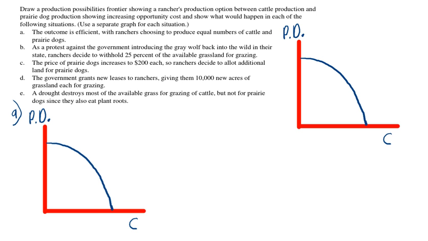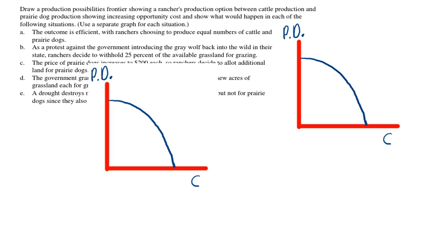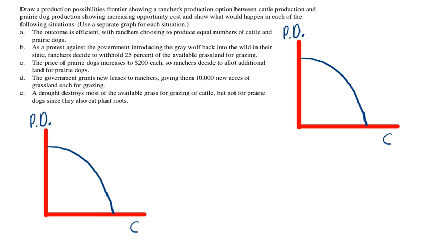Okay. So let's take on part C. It says that the price of prairie dogs, see, these farmers were able to sell their prairie dogs for $150 each, but now all of a sudden they can get $200 for them. So they decide to take additional land and use it for prairie dogs.